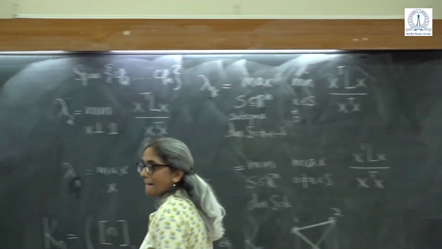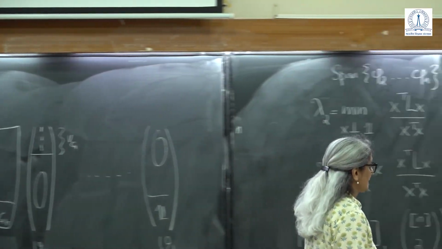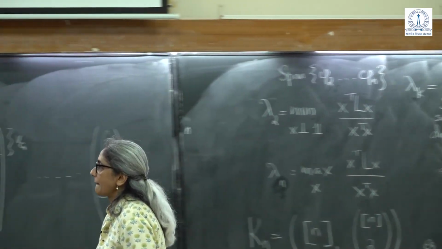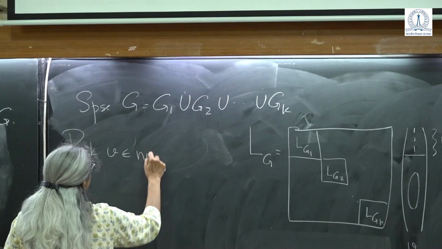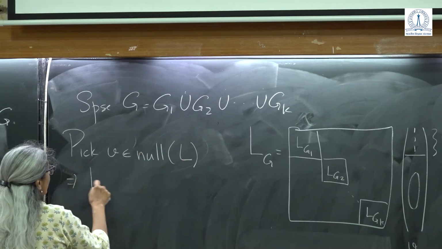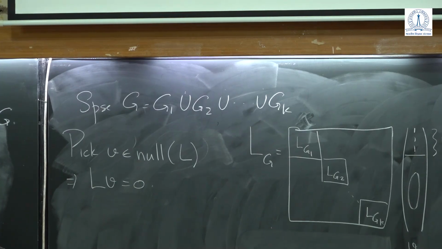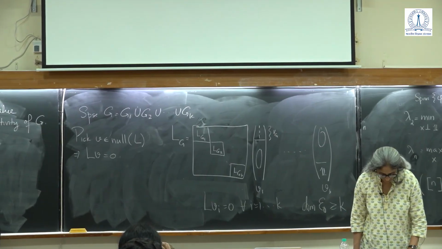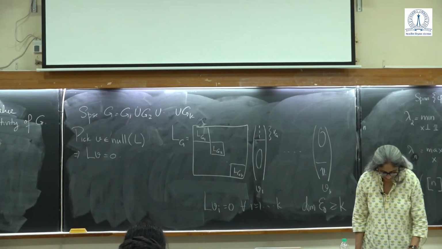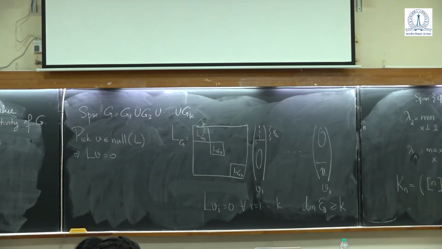Let's pick something in the null space. It's the same idea. Pick a V in the null space, so this means that LV is 0. Now your job is to argue that this V is made up of some combination of V1, V2 up to Vk. It's the same idea as we just heard. Can you use something we learned, like the quadratic form, maybe? Let's try to squeeze the quadratic form into this.